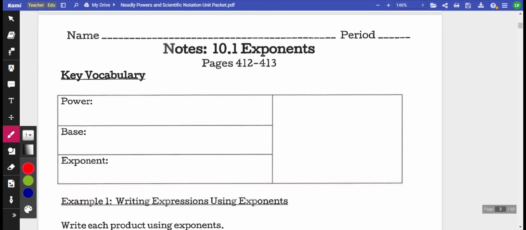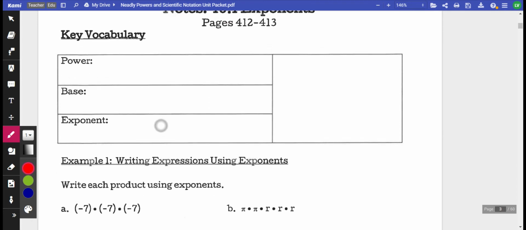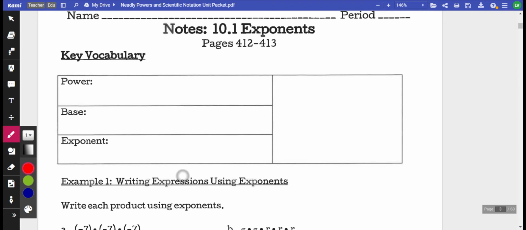10.1 Exponents. We have three key vocabulary: power, base, and exponent. So let's start by defining the word power. This is the product of repeated factors.